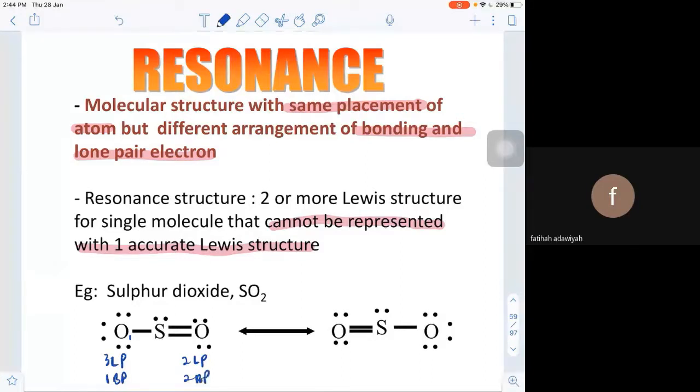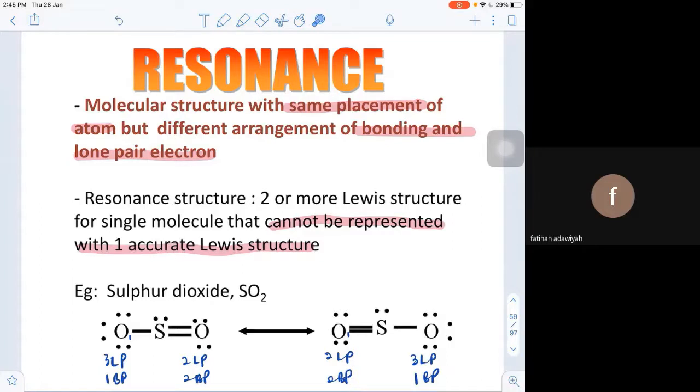As for the second resonance structure of SO2, look at oxygen 1. It has 2 lone pairs and 2 bonding pairs. As for the second oxygen, it has 3 lone pairs and 1 bonding pair. So the difference between these two is just the position of the electrons. When it has 3 lone pairs, the bonding pair will be 1, and the other oxygen will have 2 lone pairs and 2 bonding pairs, the opposite of the first structure. That is resonance. And not all molecules have only 2 resonance structures. It can have more than that.